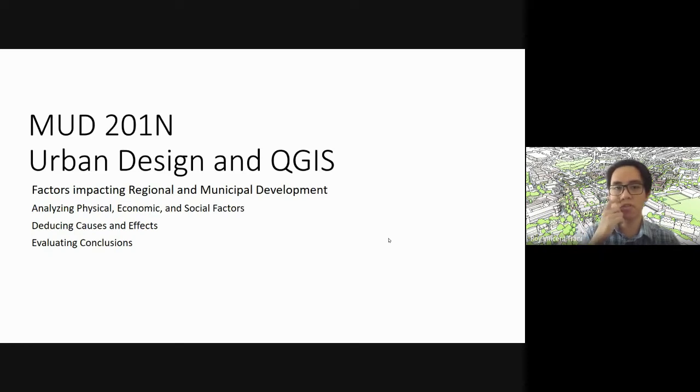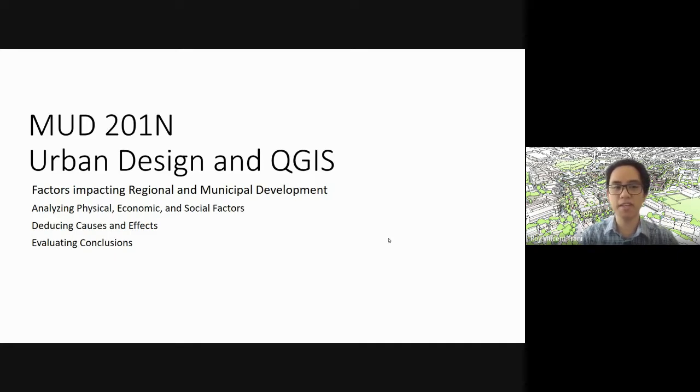This is my own way of segregating the different factors in the built environment in both urban design and urban planning. Different books, different sources will have different categories, but this is just my own, simplified to three.